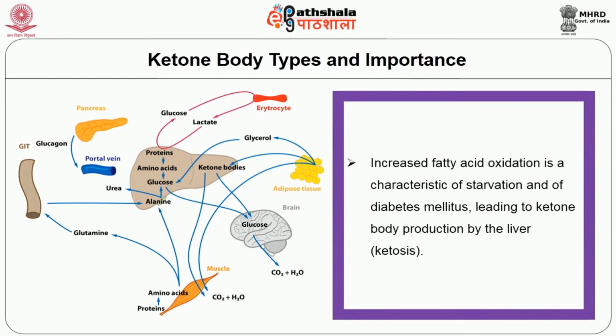Increased fatty acid oxidation is a characteristic of starvation and of diabetes mellitus, leading to an excessive ketone body formation by the liver, which is called ketosis. So thus, in this module, we have learnt about the functions of triglycerides, the storage form of fatty acid in the body, phospholipids, an important component of the lipid bilayer membrane, and cholesterol, a very important lipid, again an important component of the lipid bilayer membrane, which is also essential for the production of sex hormones, mineralocorticoids and glucocorticoids.